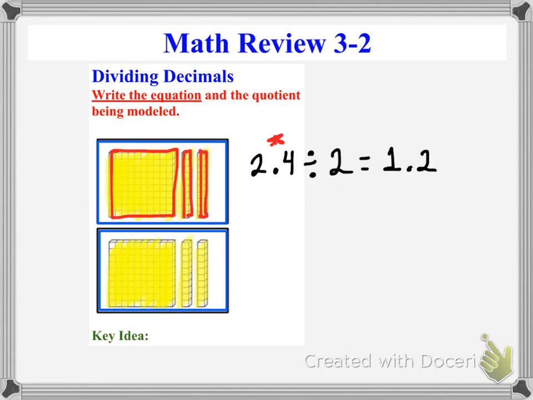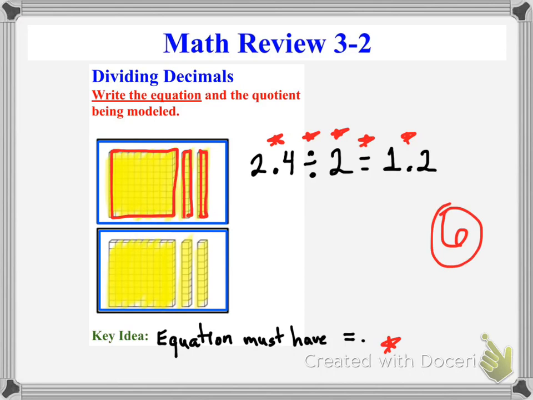So if you have 2 and 4/10 as your dividend, you get a star. The division symbol gets a star. The 2 as your divisor gets a star. The equal sign gets a star. And 1 and 2/10 as your quotient gets a star as well. So now the key idea, we talked about this yesterday, that the key idea for this problem is that an equation must have an equal sign. And that's going to give you a star as well if you wrote it down without me having to tell you throughout this video. And then that's a total of 6 stars for this problem.